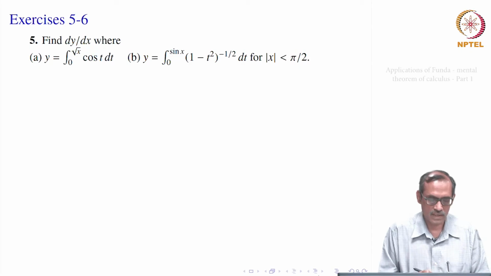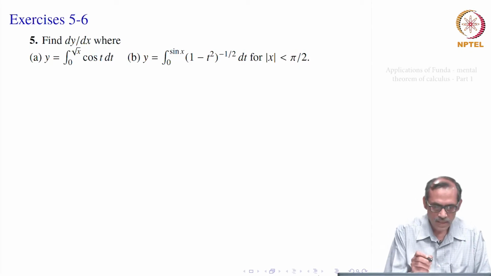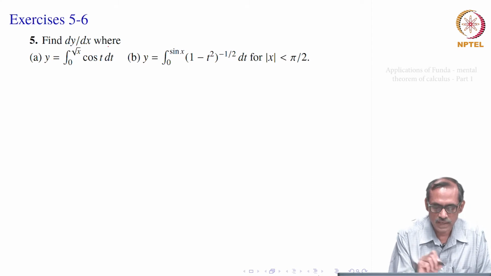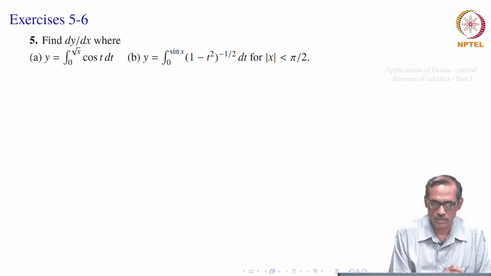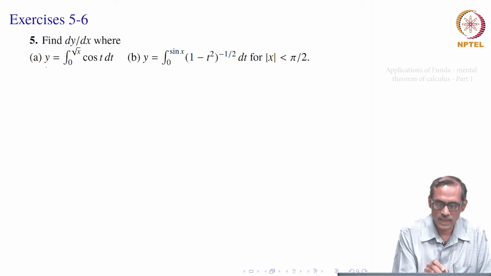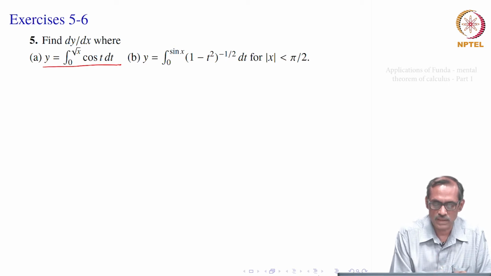Okay. Let us take another problem. Find dy by dx where y is given as the integral from 0 to root x of cos t dt. And there are two problems, one more is 0 to sin x. Similarly, we will come back to that. First, let us see part A. So, y is given as the integral from 0 to root x of cosine t dt.